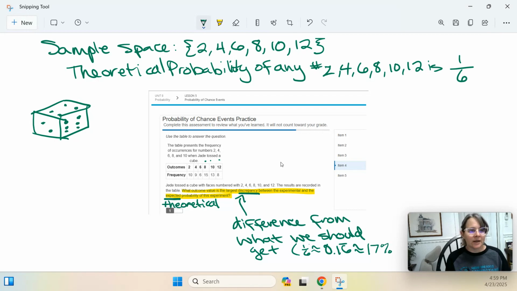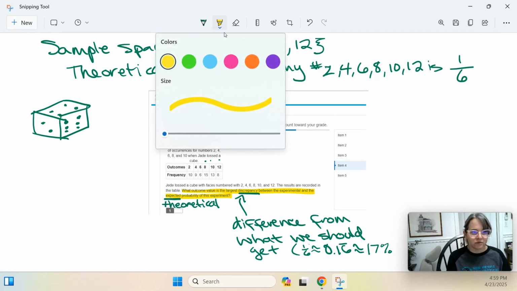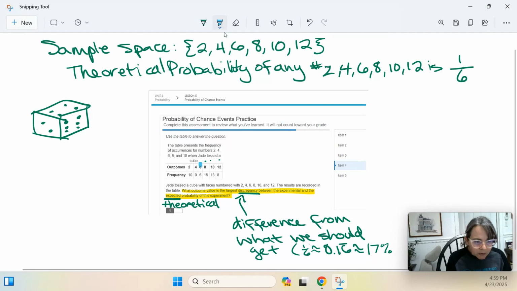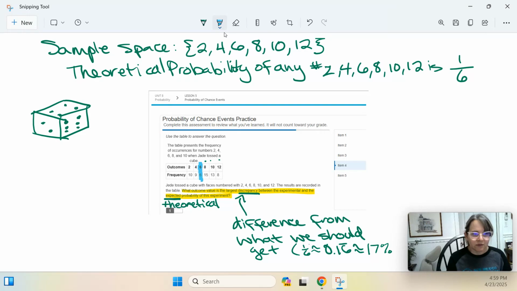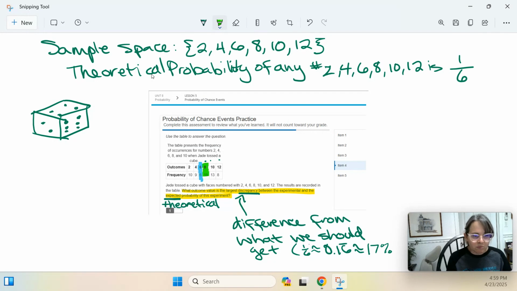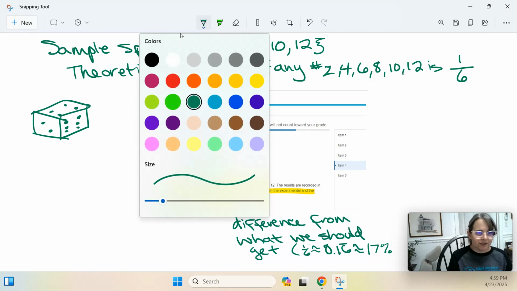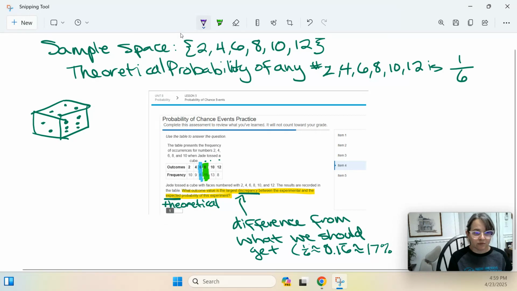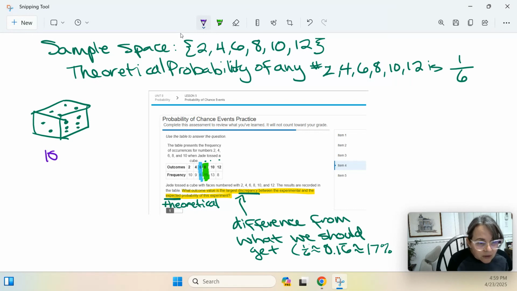Okay, now as far as which one has the biggest discrepancy, if you look at the table, there are 2 values here that stand out. The 6 and also the 8. Those are the largest and the smallest frequencies in the table. The other thing we need to notice here is the total. The total's not given, so we need to figure it out. How many times did this person, Jade, roll? I don't know if Jade is male or female. The name doesn't tell me.